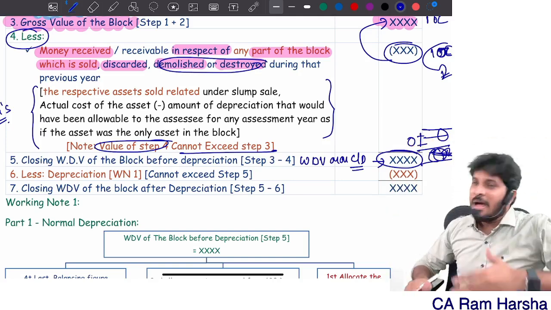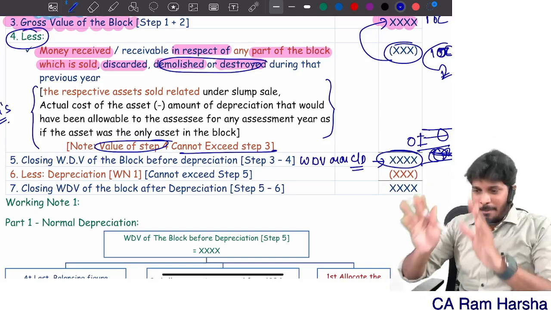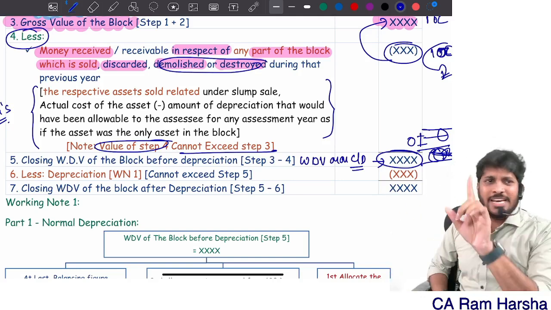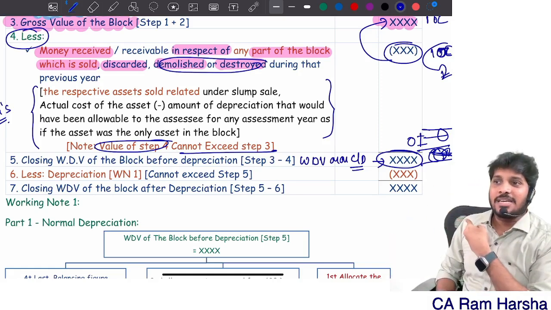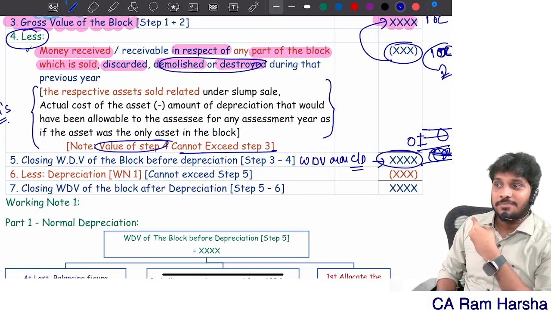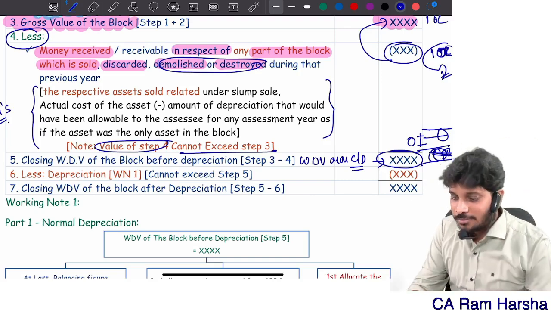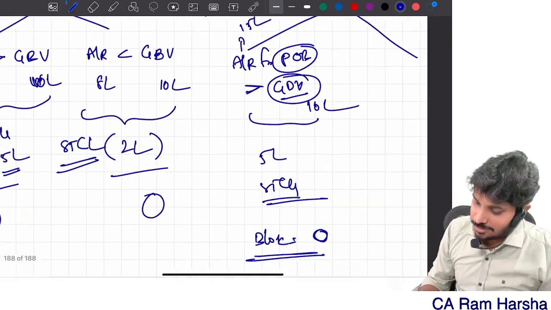Obviously, it's a profit. Part of a block, full block, leave it aside. Is that 5 lakhs profit or not? Yes or no? Straight away tax under short term capital gain. Clear until now? Now the question.